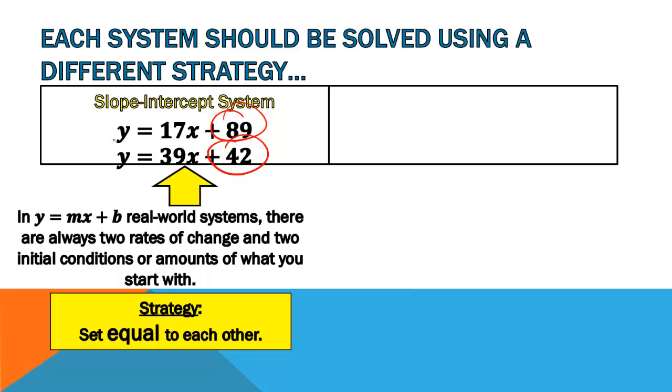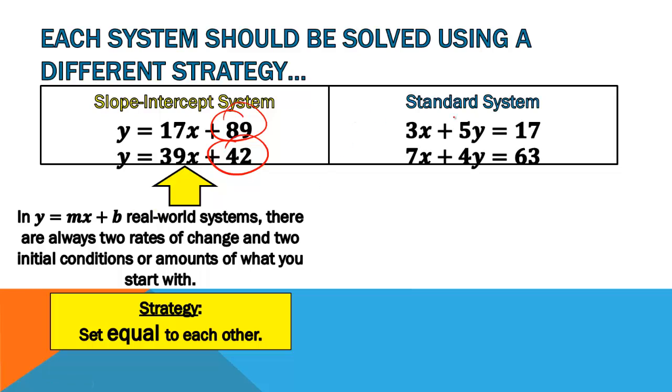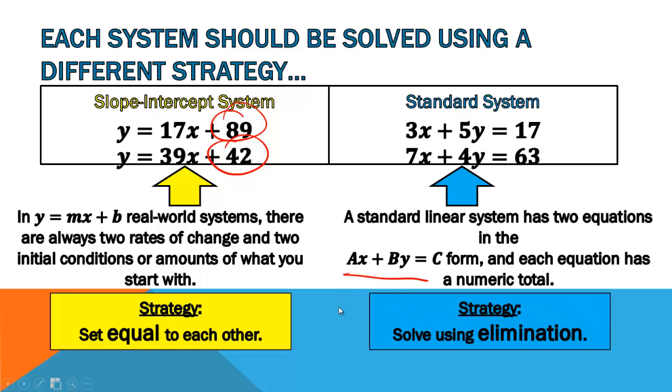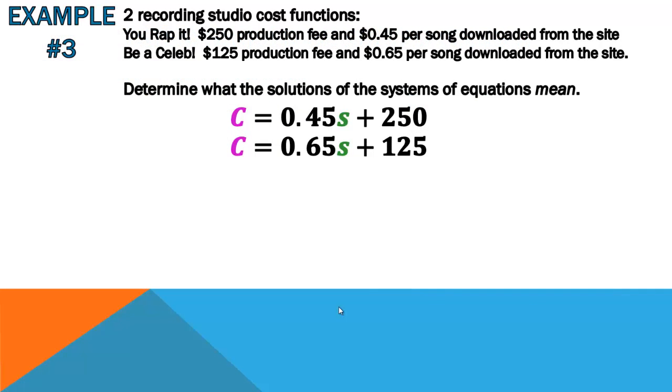And in that case, since these both equal y, just set them equal to each other on either side of the equal sign. Standard. This is one where you'll be able to see the equations and see a pattern in it. But this one we solve by elimination because it's in this form right here. And again, solve it using elimination.